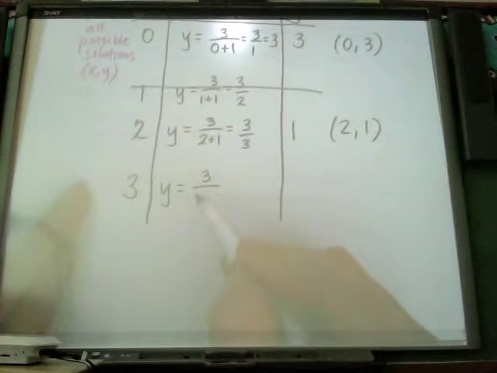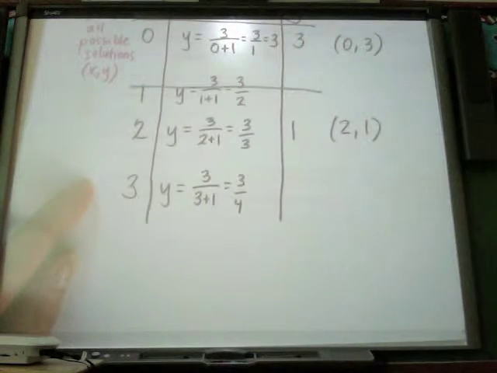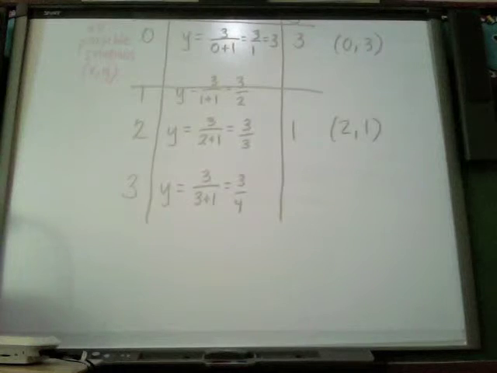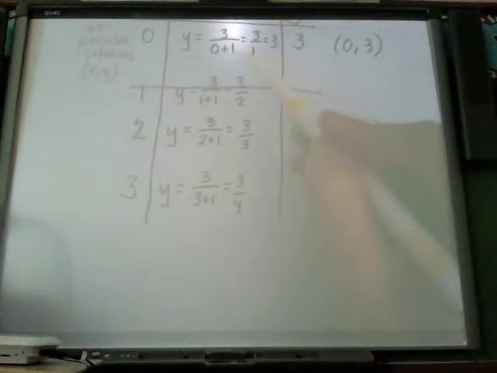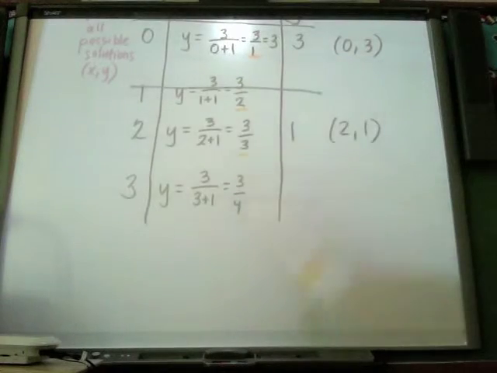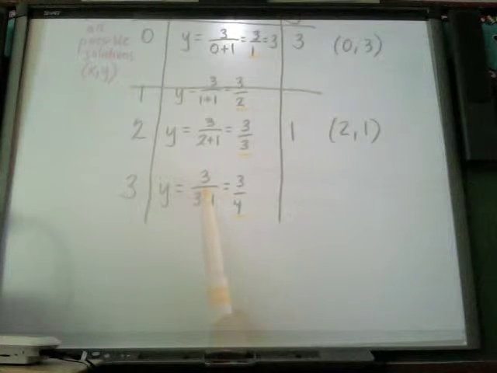3 over my x, 3 plus 1, I get 3/4. Not a whole number. Let's take a look at the pattern of what we've got. Look at what happens in each of these. As my x gets bigger, look what happens to my denominator. 1, 2, 3, 4. It gets bigger. When I go to my next number, what would the denominator be? Jaden? 5. And my numerator is always going to be 3 in this particular equation. My numerator doesn't change. It's always just plain old 3.